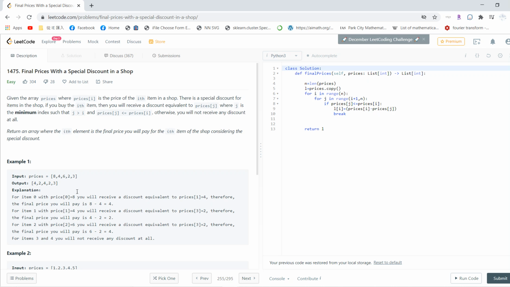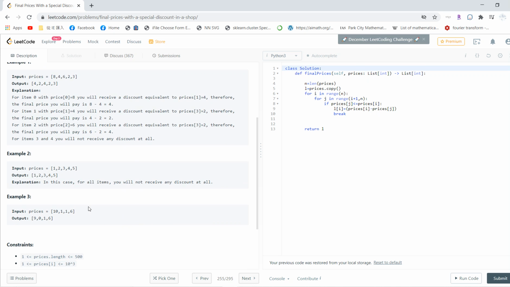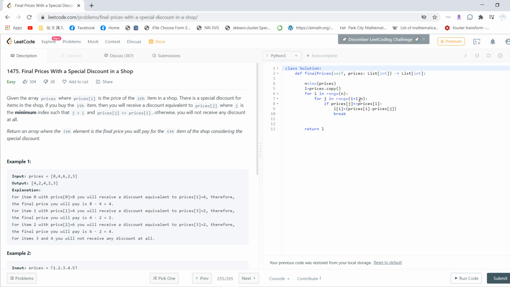So that's 4, right? And for 2, you don't see anything, so it's 2, and for 3, you don't see anything, so it's 3. Okay, so it's very easy.